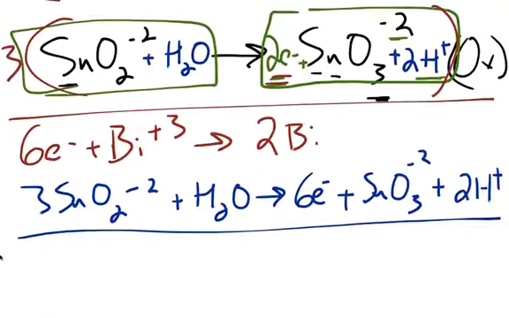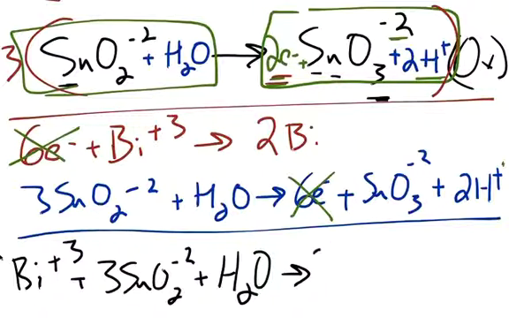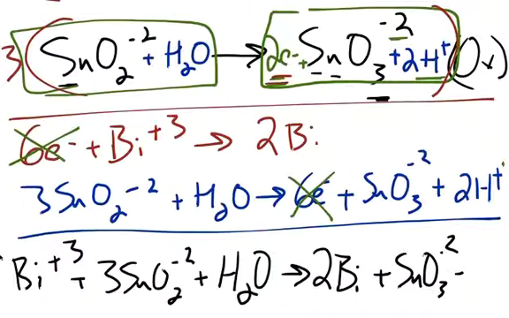Okay, now good thing, I have the same number of electrons on both sides, so I'm going to cancel those with my 6 electrons over here. I'm going to keep everything on the left side of the arrow on the left side. So we have bismuth, and it doesn't matter the order you write it in, as long as it's on the correct side of the arrow, or the reaction symbol. Plus water yields 2 Bi plus SnO3 minus 2 plus 2 hydrogen ions.